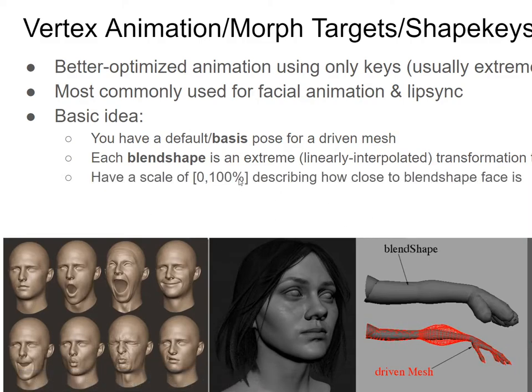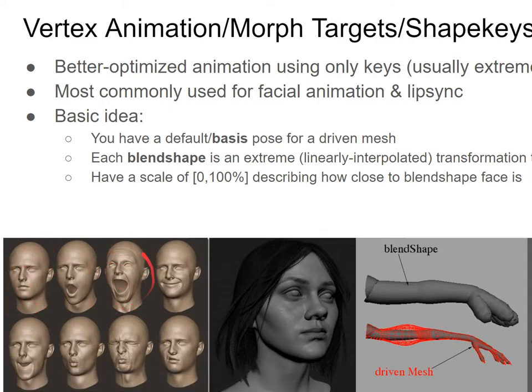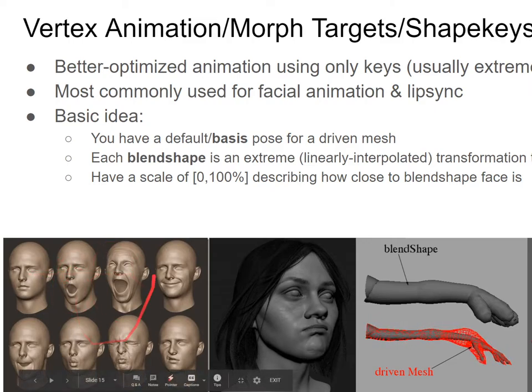You typically have a scale from 0 to 1 or 100% describing how much of the blend shape you actually use. For example, if you're looking at this really excited dude right here, let's say that this first one here is the basis pose, and this is some very extreme transformation. This one here might be 50% of the way to super hype.